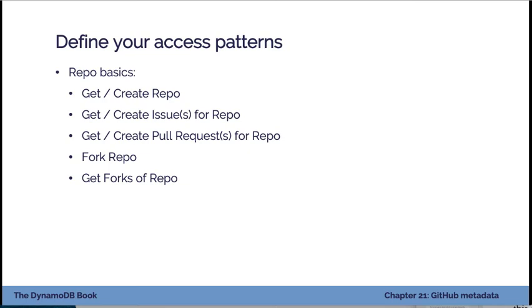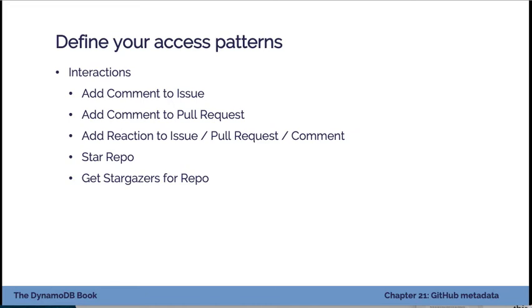There's get, create, list issues for a repo, get, create, list pull requests for a repo, fork a repo, and get all the forks for a repo. Second batch is all the different interactions you can have with things.